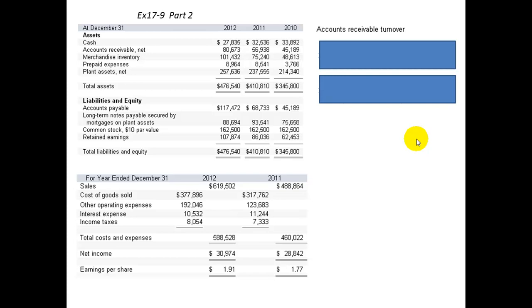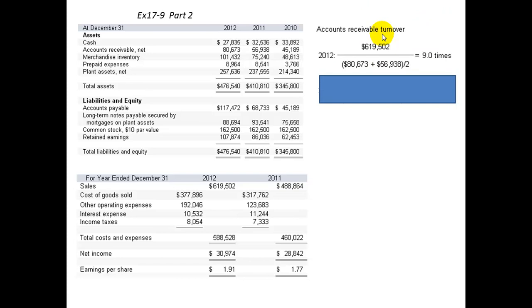And we're going to take a look at receivables in a different way. We're going to find out how quickly we're turning our receivables into cash. And the way to do that is to look at the accounts receivable turnover ratio. So for this ratio, for the year 2012, we're going to take our 2012 sales, which are 619,502, and we're going to divide that by the average of our 2012 accounts receivable.